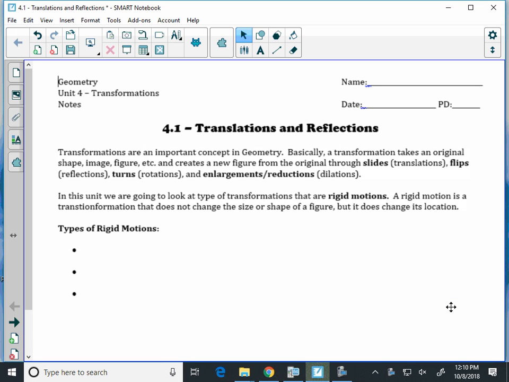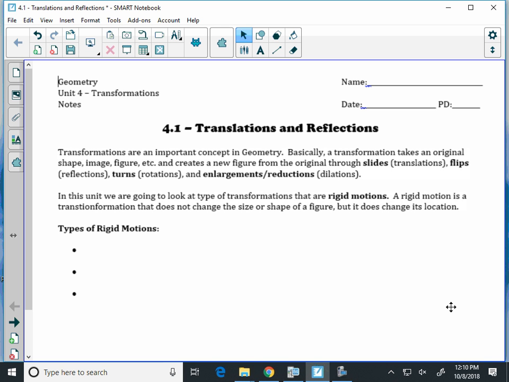Transformations, this whole unit, is a really important concept in geometry. Okay, it's a really important OST concept too. Basically, a transformation takes an original shape, image, figure, point, etc., and creates a new figure through slides, which the formal word for slides is translations, flips, which are reflections, turns, which are rotations, and enlargements or reductions, which are dilations. In this specific unit, we are only going to talk about transformations that are rigid motions.